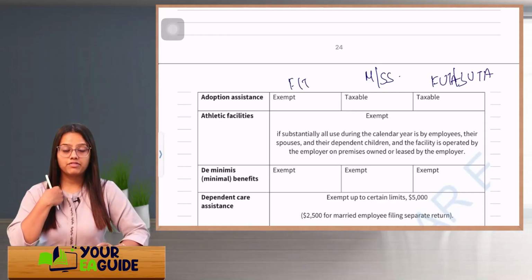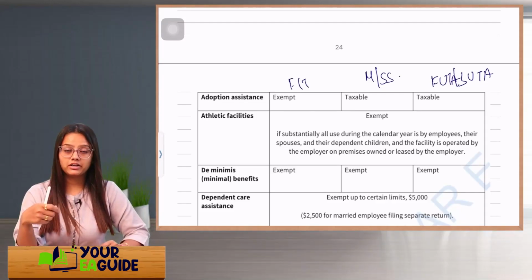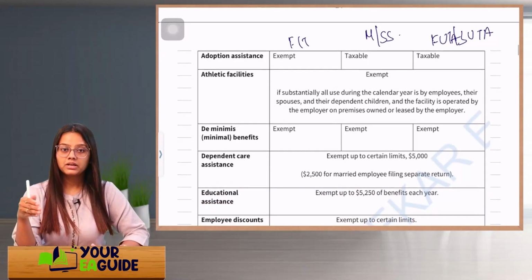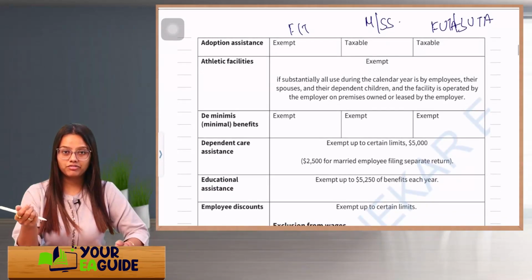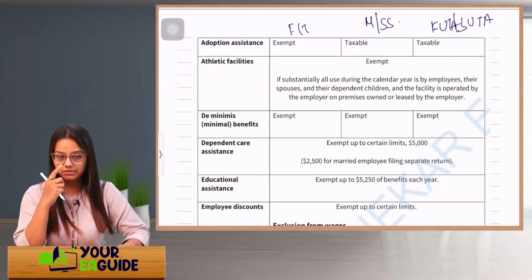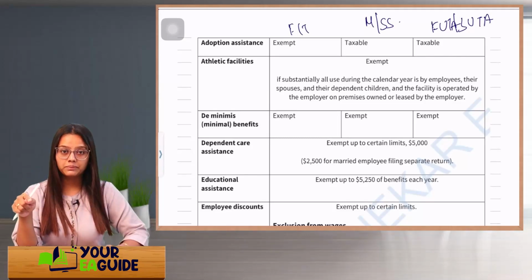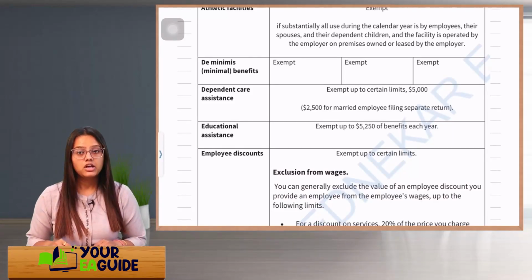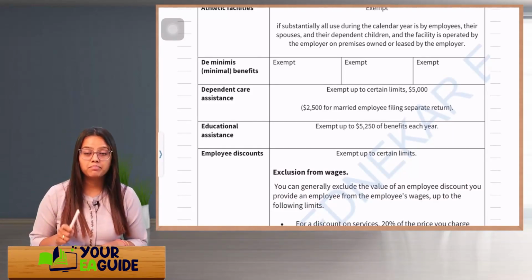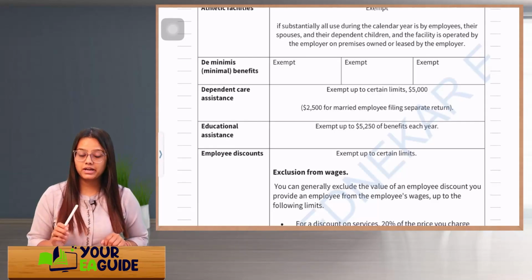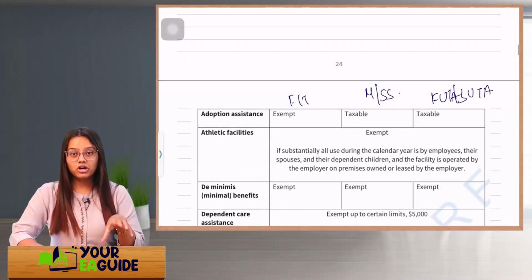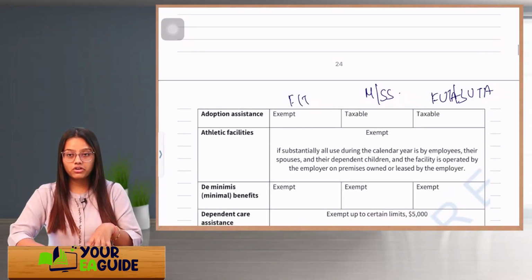Okay, athletic facility, let's say the employer has provided an athletic facility at the office premises, then it is exempt. It will not be liable for federal or Medicare, Social Security or FUTA SUTA. De minimis, a minimal benefit, right? Tea, coffee, snacks, all these things are minimal benefits, de minimis benefits. It will be exempt from all the three. Dependent care assistance, let's say a child care facility has been developed, so it will be exempt up to 5,000, and if a married person is going to file a separate return, they will get a benefit of only 2,500. Means up to this much, it will not be liable for federal income tax, Medicare, Social Security, FUTA SUTA.